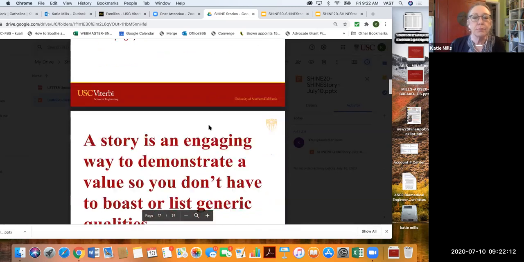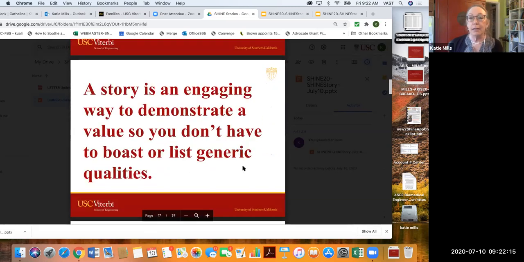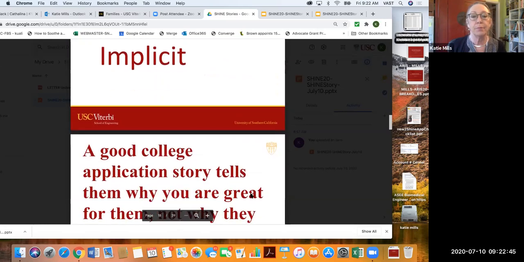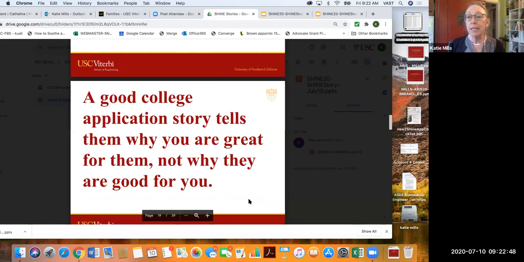Okay. So story is an engaging way to demonstrate your values so you don't have to say it, right? You don't have to say, I'm hardworking, if you can tell a story about it. And this goes back to one of my slides from the first week. In a story, you are implicit rather than explicit. You explicitly understand the values you want to communicate. You imply them rather than having to state them. So a good college application tells them why you're great for them.